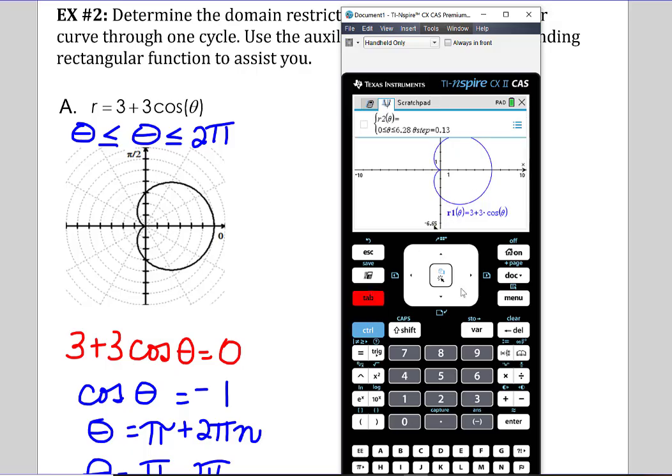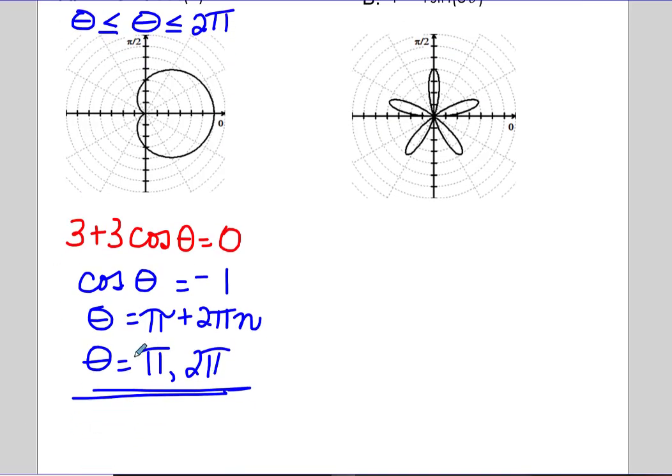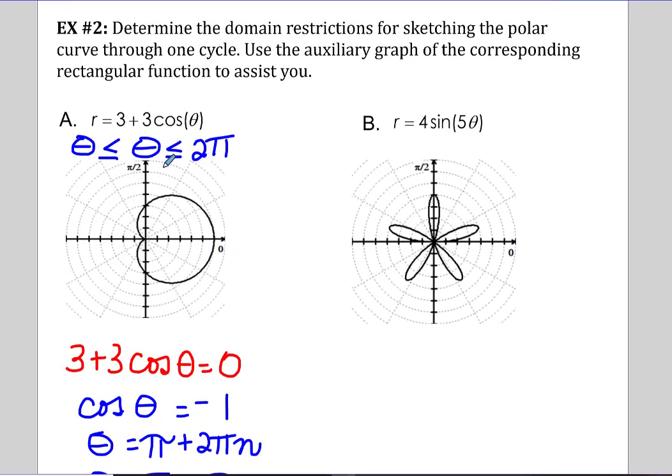If we go back and change the step function, and instead of going 0 to 2 pi, we only went 0 to pi, you can discover that it only graphs half of the graph. So where those zeros occur helps me determine how many radians we need in order to get the entire domain and the complete cycle of the curve.